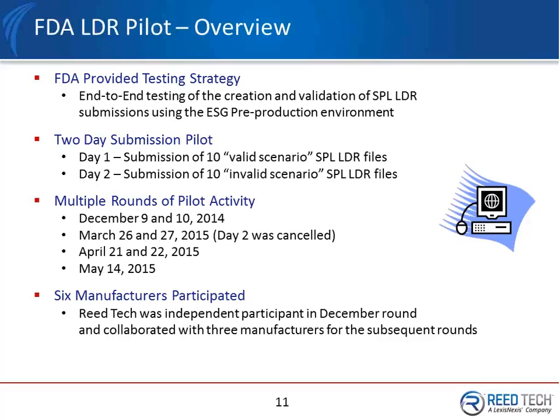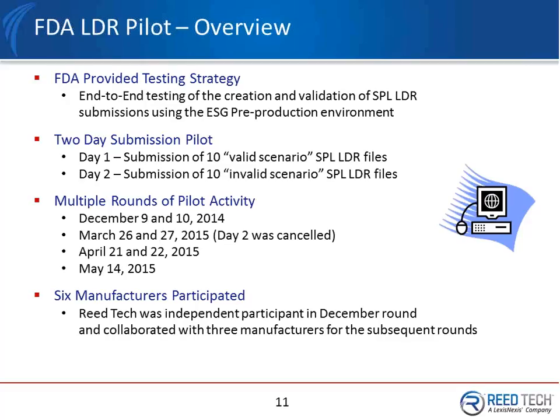As I mentioned, it started off on December 9th and 10th of 2014. Then there was another round in the spring, on March 26th and 27th, another 2 days of testing. Again, the first day being the positive scenarios and the second day being the invalid scenarios. However, in March, the second day was canceled because we found so many issues in day one, where positive data was being submitted, but the FDA system was flagging validation errors. So we decided to cancel that second day, or the FDA decided to postpone that, and we resumed testing in April. And then on April 21st and 22nd, we again did the positive and negative scenario testing. I believe the FDA envisioned that testing as an overall success generally.